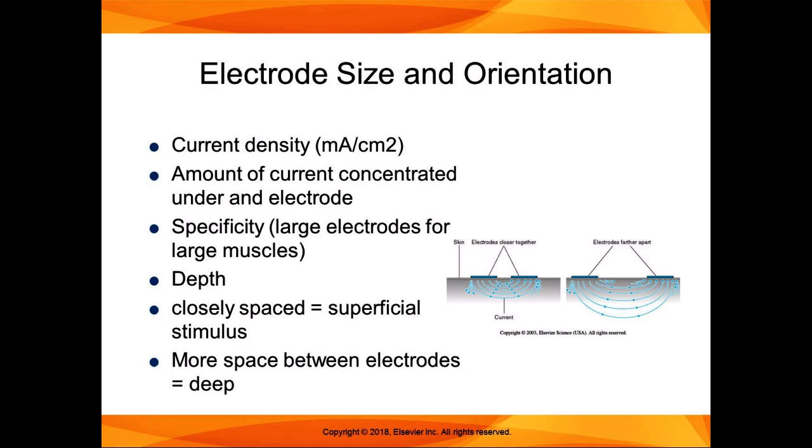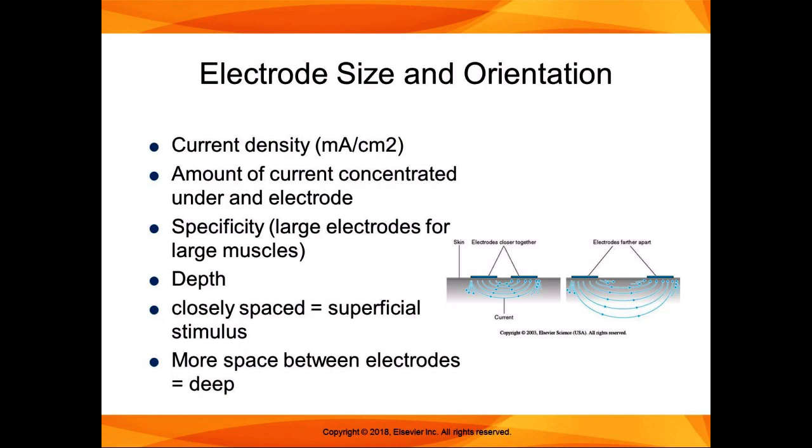With closely spaced electrodes, you don't want them touching because then you're going to short the circuit. But if you space them closely, it's a more superficial stimulus. And if you space them apart, it's a deeper stimulus. That is another thing where you want to know what tissues you're treating, what effect you're trying to have, and also what other things are in that area that you might affect. So your electrode orientation is important.